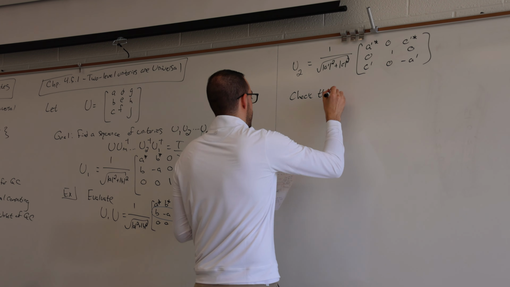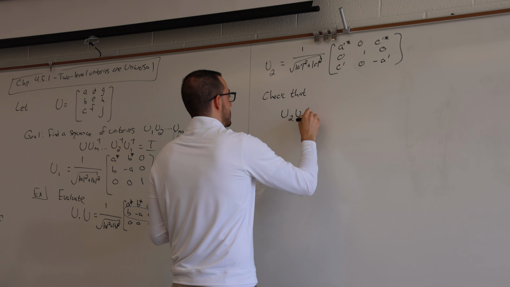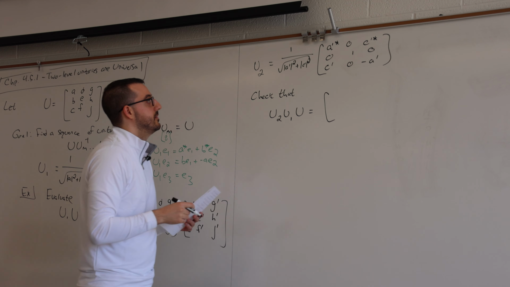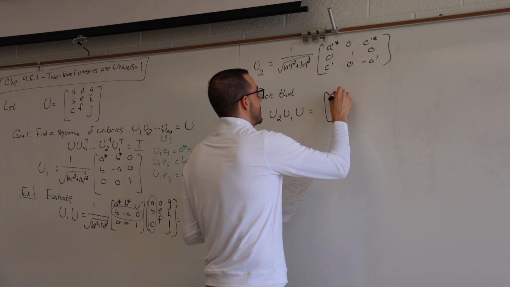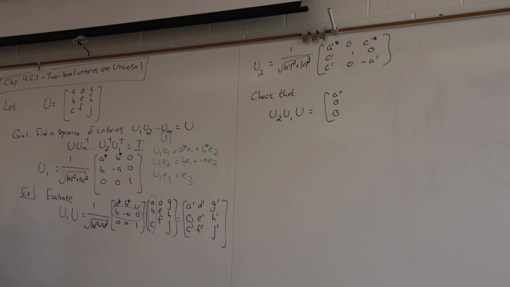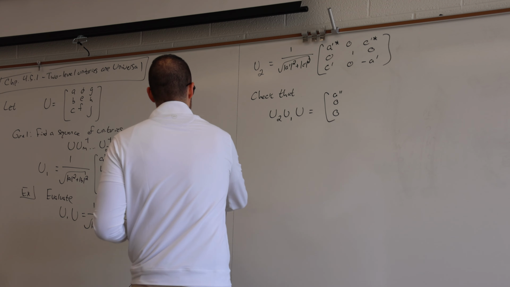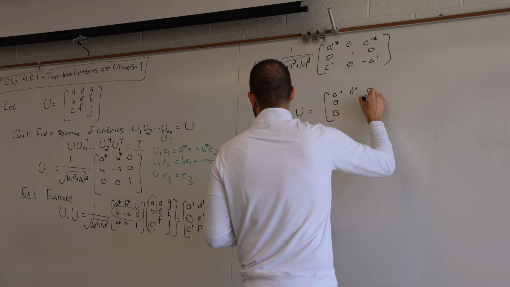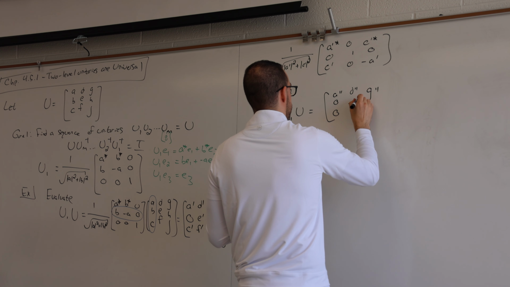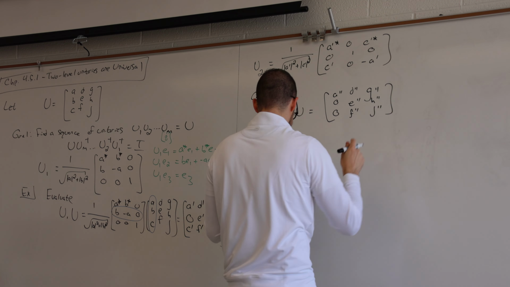If I introduce this on the left now, I'll get U2 U1 times U. And we will have some new number, let's call it A'' for the moment, and then zeros everywhere else in the first column. And that's what we wanted. Then we'll have D'' and G''. And in the lower right block, E'', F'', H'', J''.